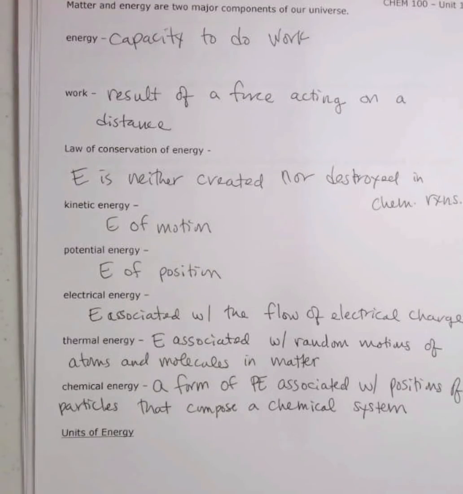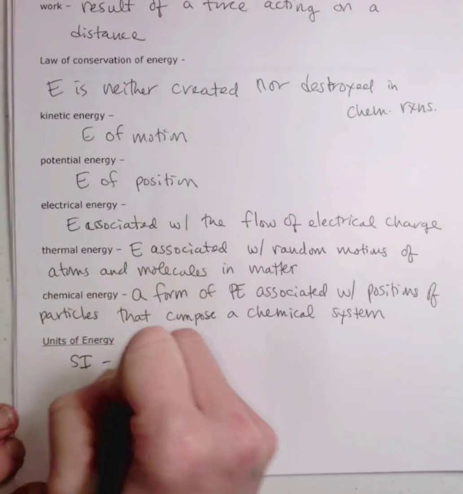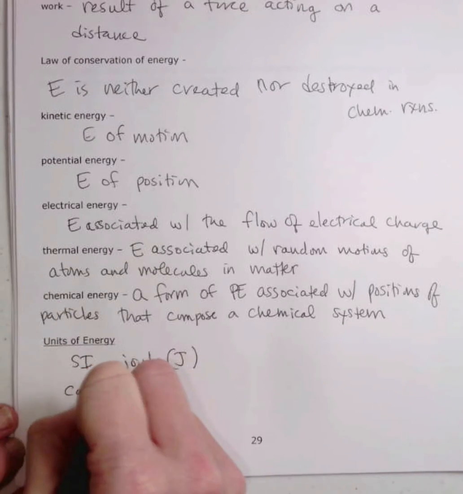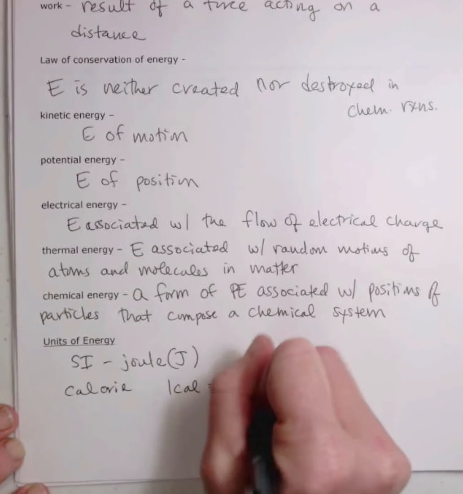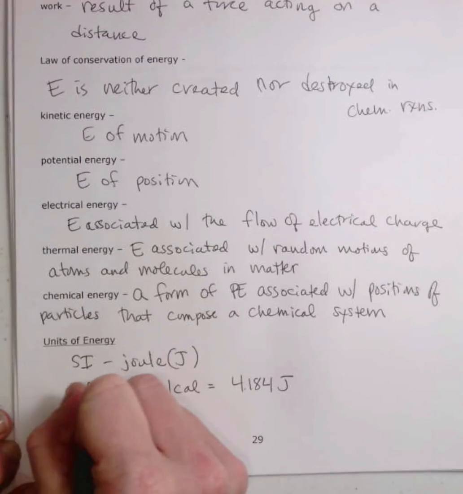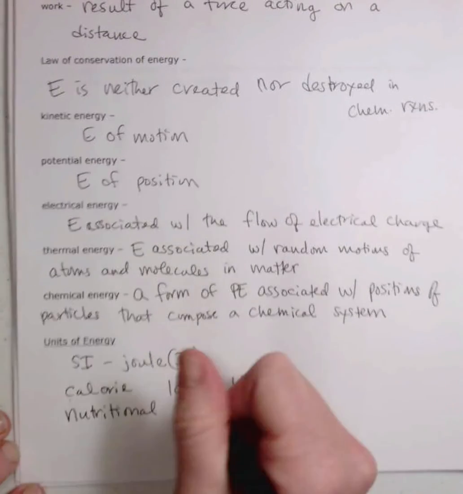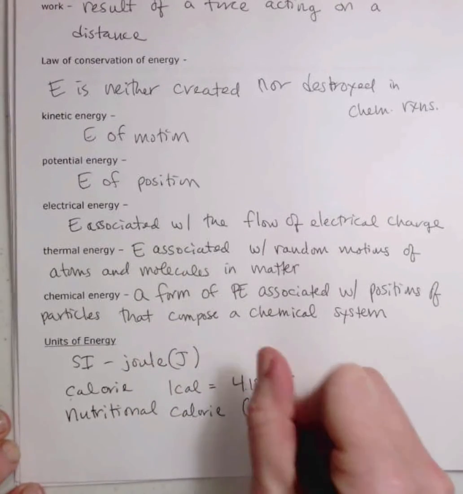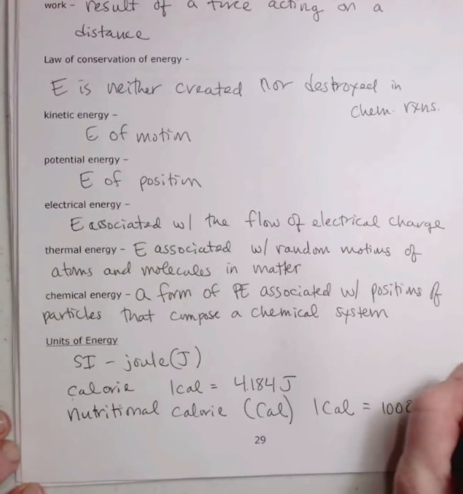So the units of energy, the SI unit of energy is a joule. A calorie is another unit of energy. 1 calorie equals 4.184 joules. This is a lowercase calorie. A nutritional calorie, like the ones you see in the nutritional information on food, is actually abbreviated with an uppercase C. And 1 big calorie is equal to 1,000 little calories.